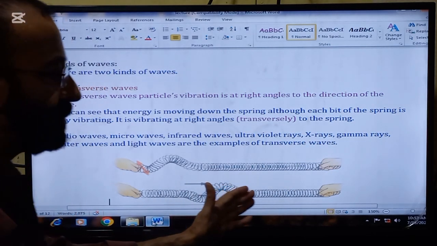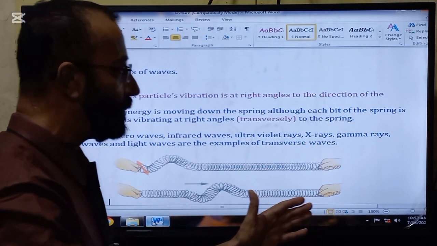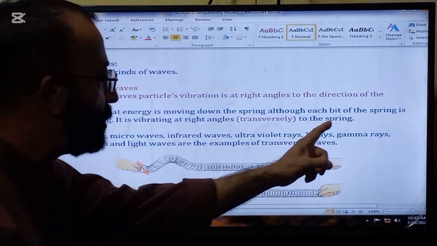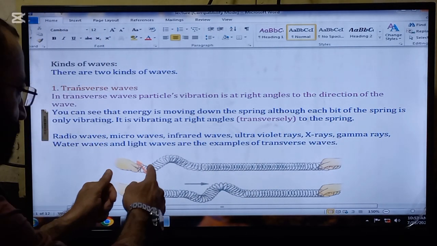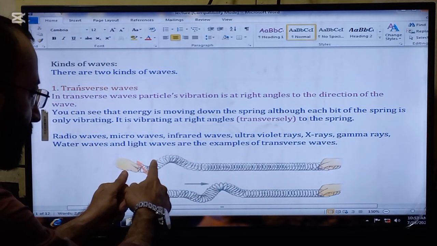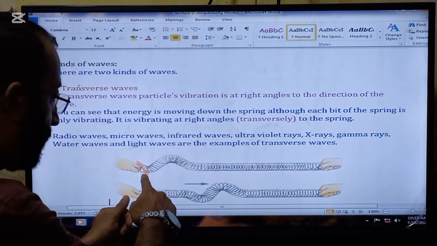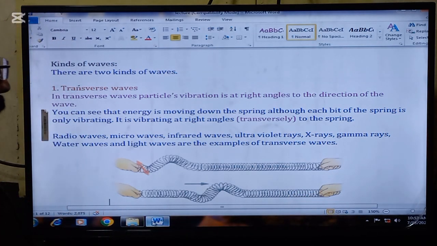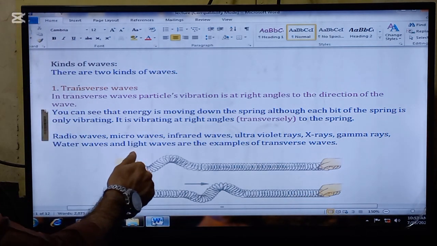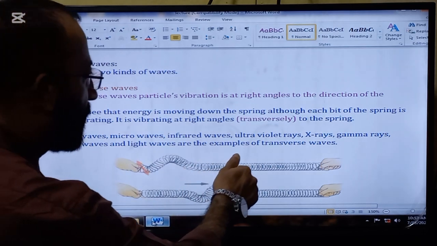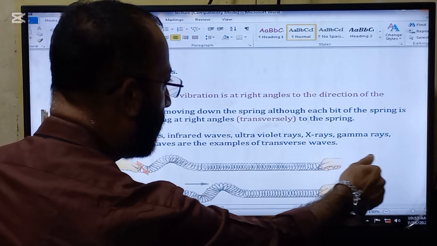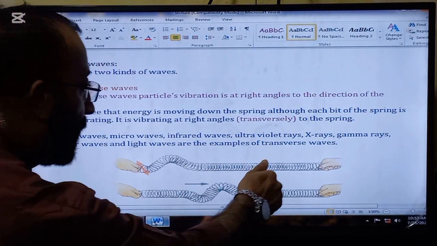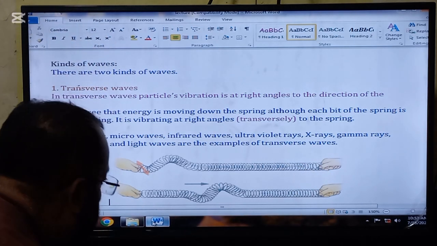So here is a spring. When a spring is moved like this, the energy is moving down the spring, although each bit of the spring is only vibrating. Each bit of the spring is only vibrating, but energy is transferred. Look now from here to here, and then will be there. Radio waves, microwaves, infrared waves, ultraviolet rays, X-rays, gamma rays, water waves, and light waves are the examples of the transverse waves.